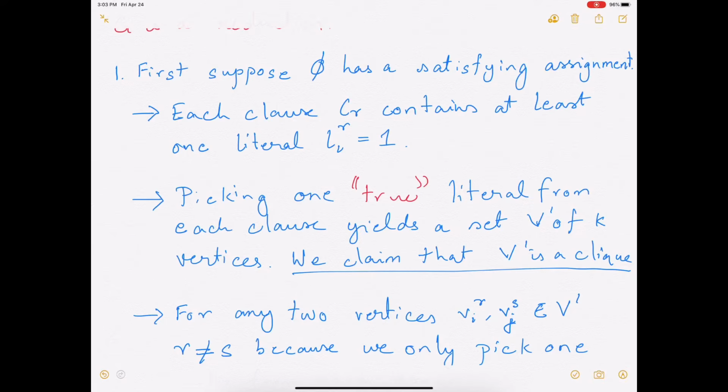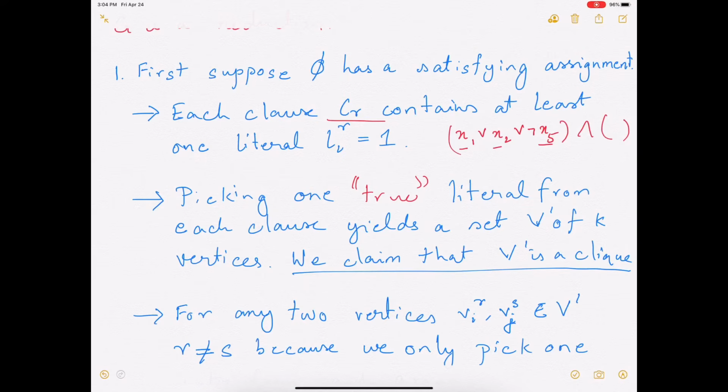Now let's assume that phi has a satisfying assignment. That means that each clause CR contains at least one literal that is 1. CR would look something like this: x1 or x2 or negation of x5. And CR has to be 1. Each clause has to be 1 because all these clauses are ANDed together. That is, at least one of these literals has to be 1.